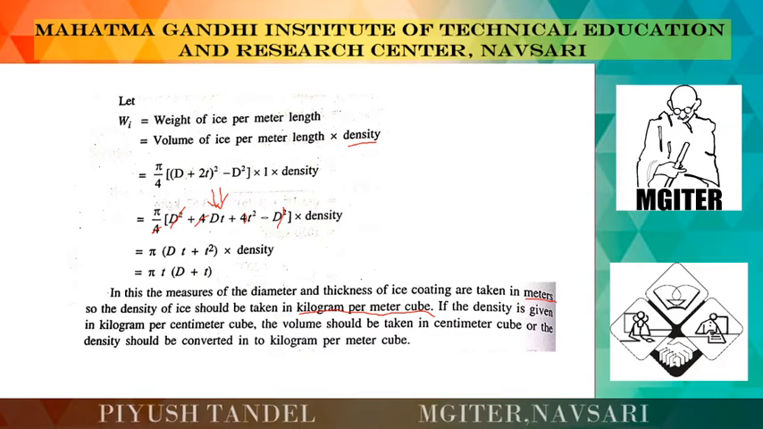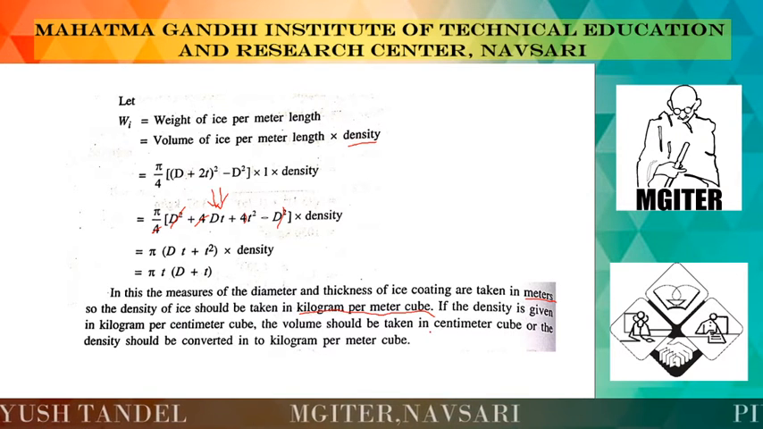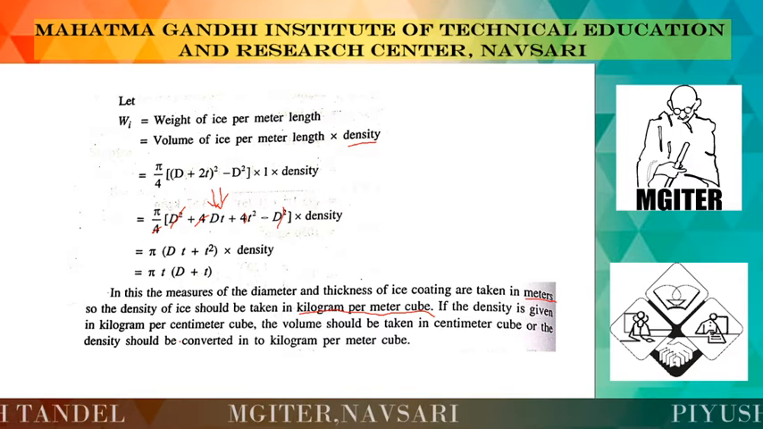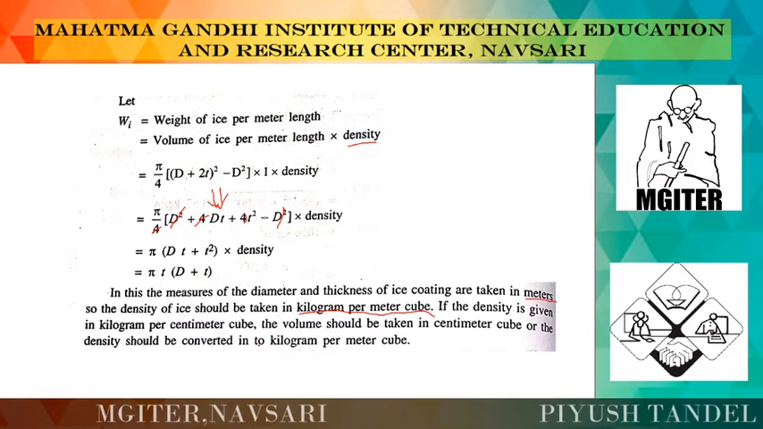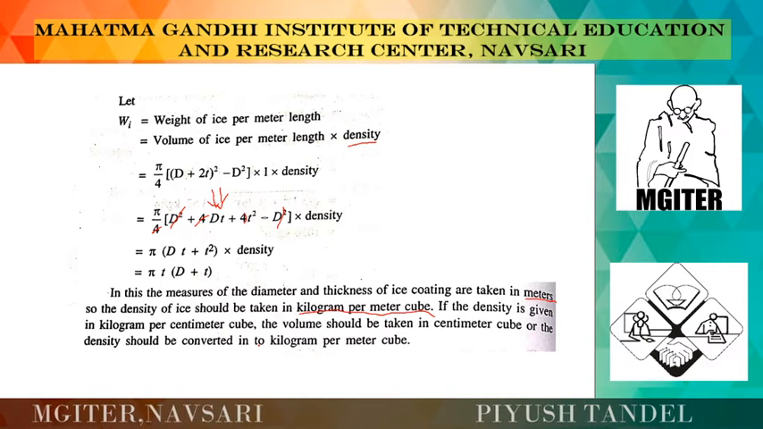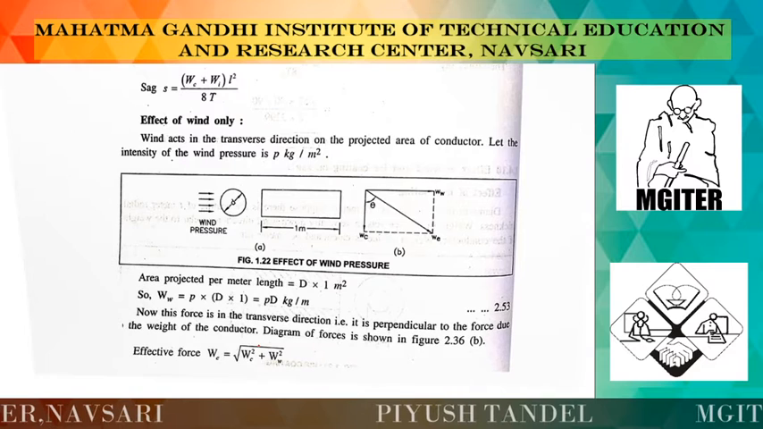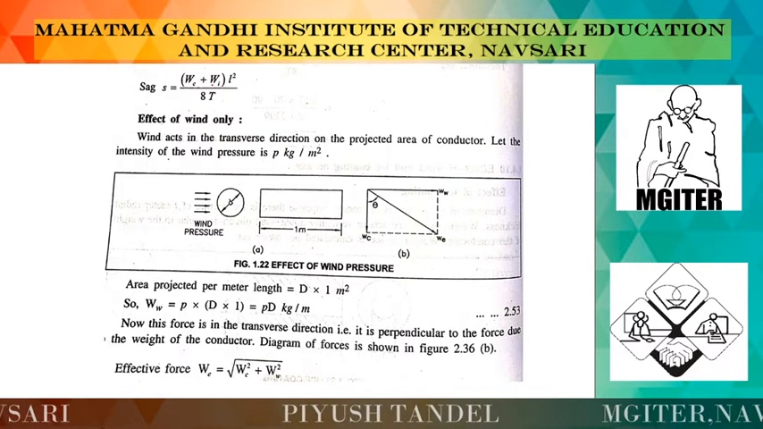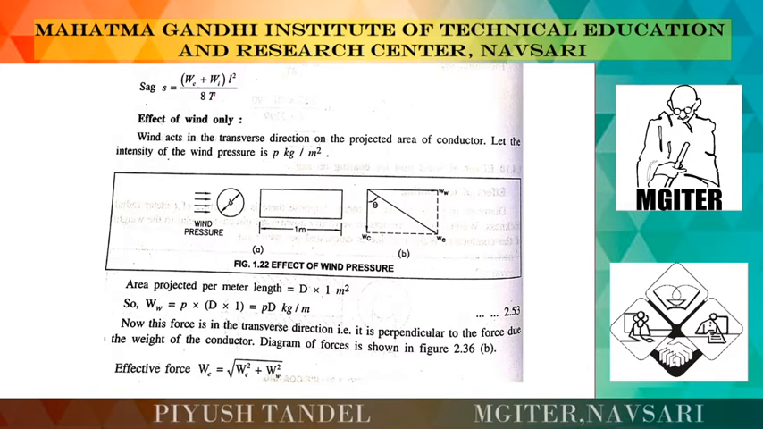If the density is given in kilogram per centimeter cube, the volume should be taken in centimeter cube, or the density should be converted into kilogram per meter cube. So we need to convert our grams into kilograms. Next, sag, that is S, is equal to (Wc plus Wi) divided by 8T, into L square. So this is the equation of sag.